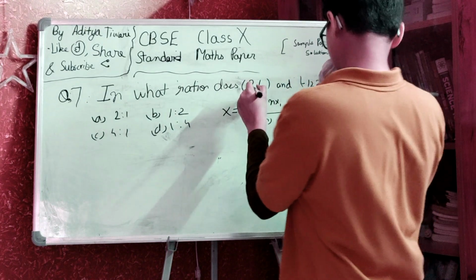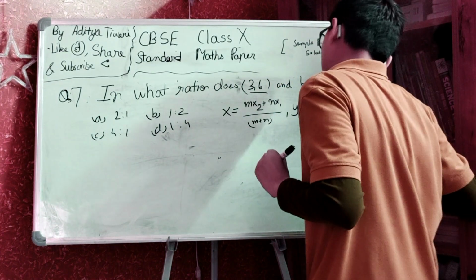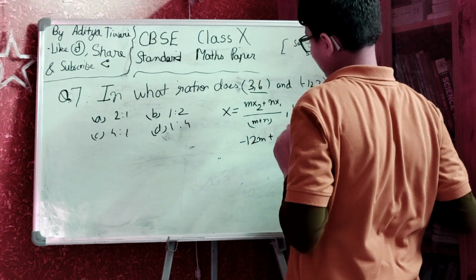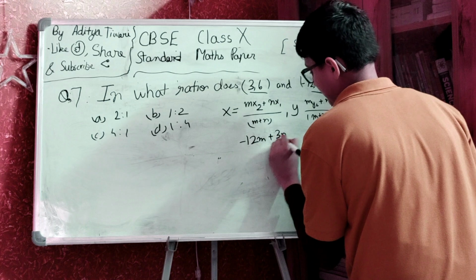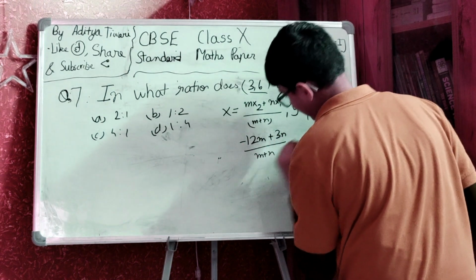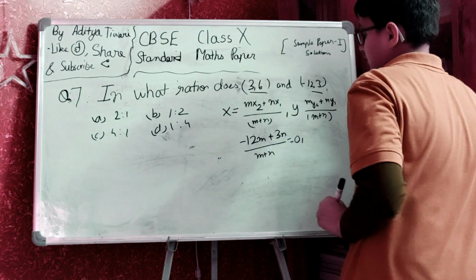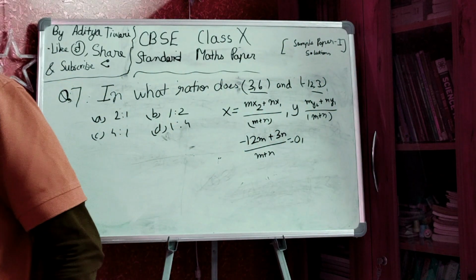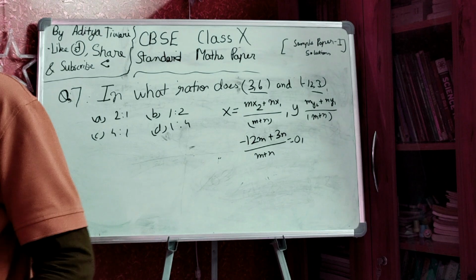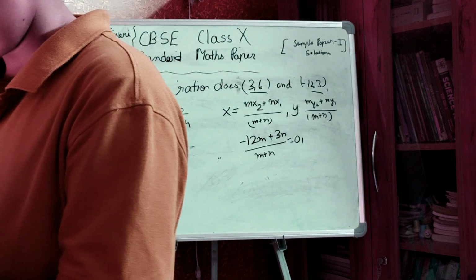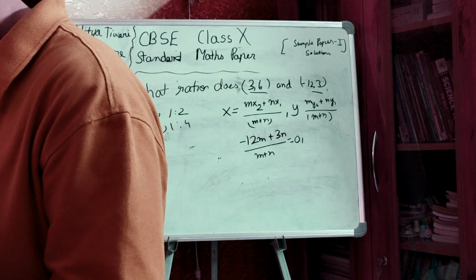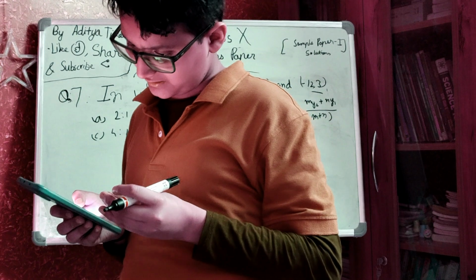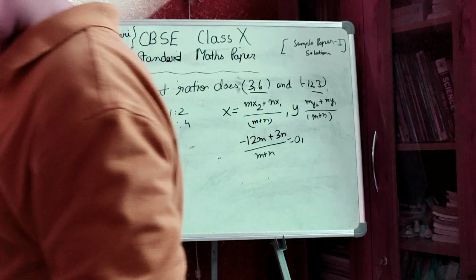Okay. So the points are 3, 6 and negative 12, minus 3. So mx2, so minus 12m plus nx1, so 3n, divided by m plus n, is the x coordinate, equals 0. It's saying the x-axis, not saying anything else. What is it? The x-axis divides the line segment joining the points. So yes, we have to find it from the x-axis only.